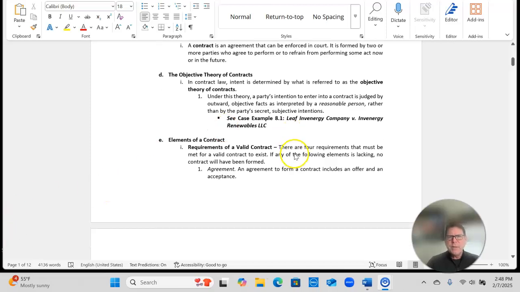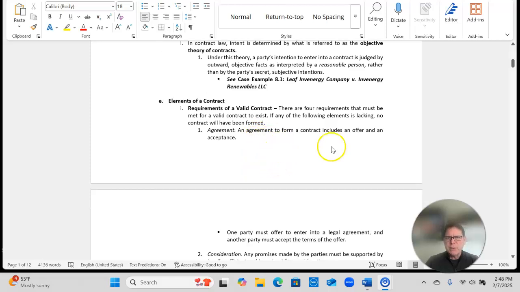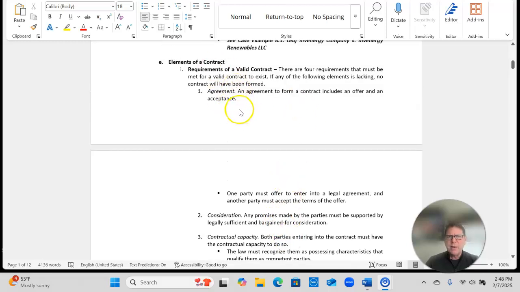So again, the elements that we're going to study. In this particular video, we're going to talk about the agreement stage. We're going to look at the first two elements. They talk about 4 elements required for a contract. I talked about 6. Understand that when they say agreement, they're including offer and acceptance.